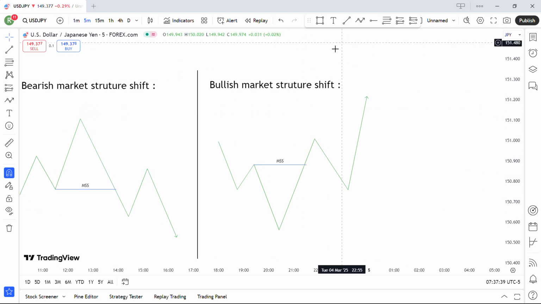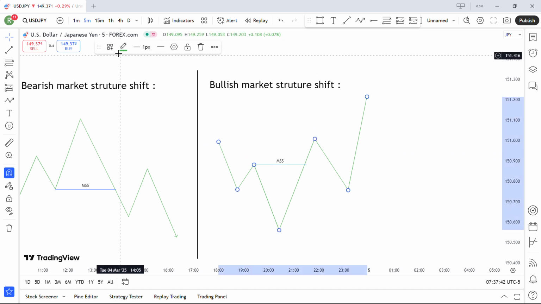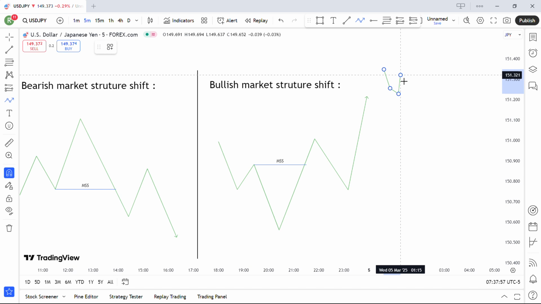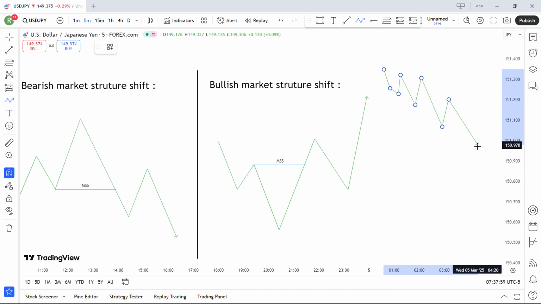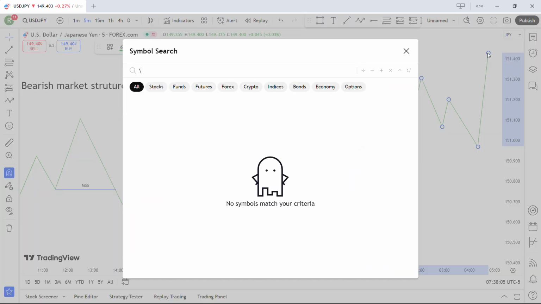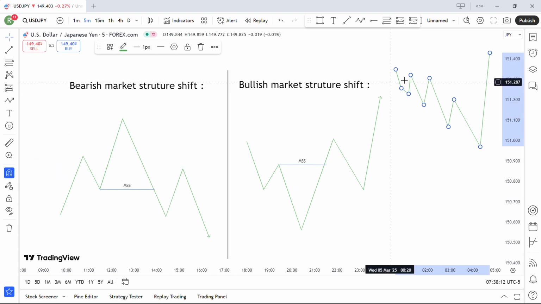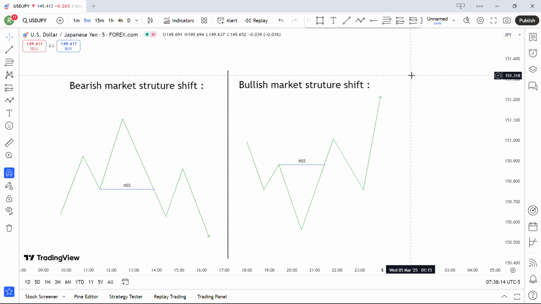When the market is in a downtrend, you can see the market is in a downtrend. When the market breaks this high, it is known as a market structure shift. In a downtrend the market always goes down and down. When the market breaks out this high, it is known as a bullish market structure shift. When the market breaks out this low, it is known as a bearish market structure shift. So if you have doubts, you can say bullish market structure shift, bearish market structure shift.